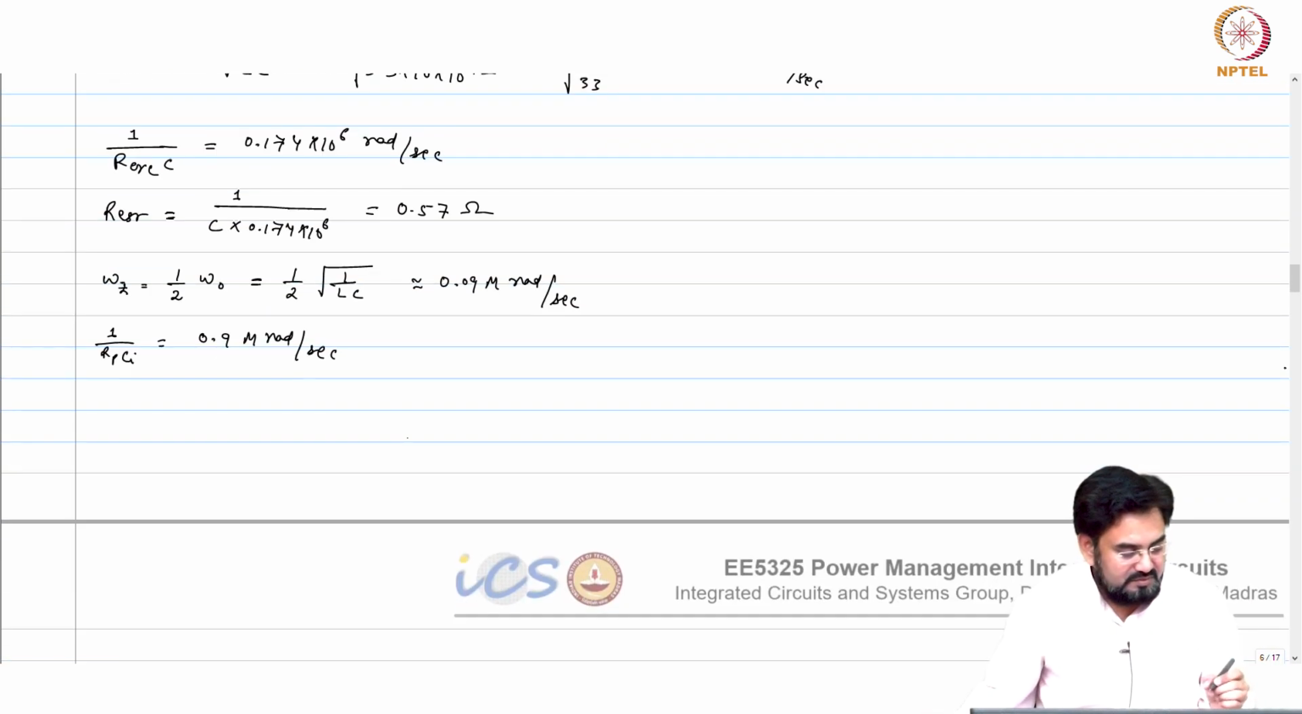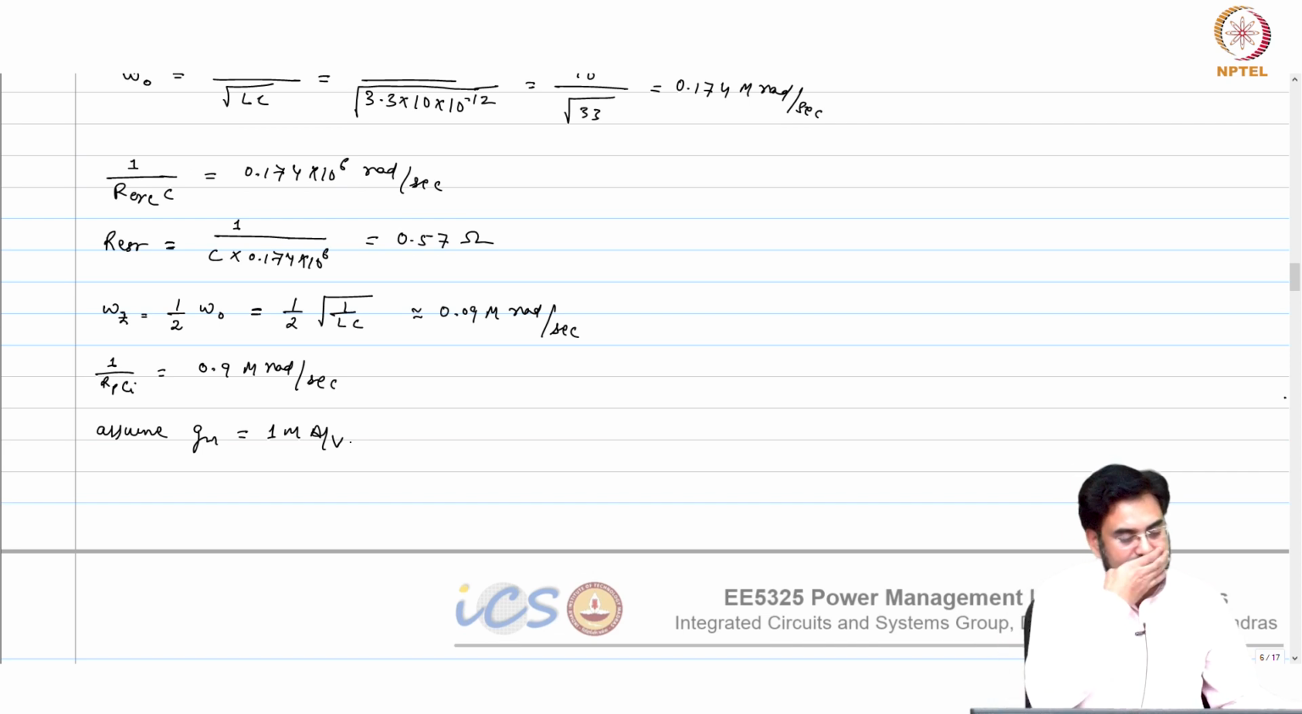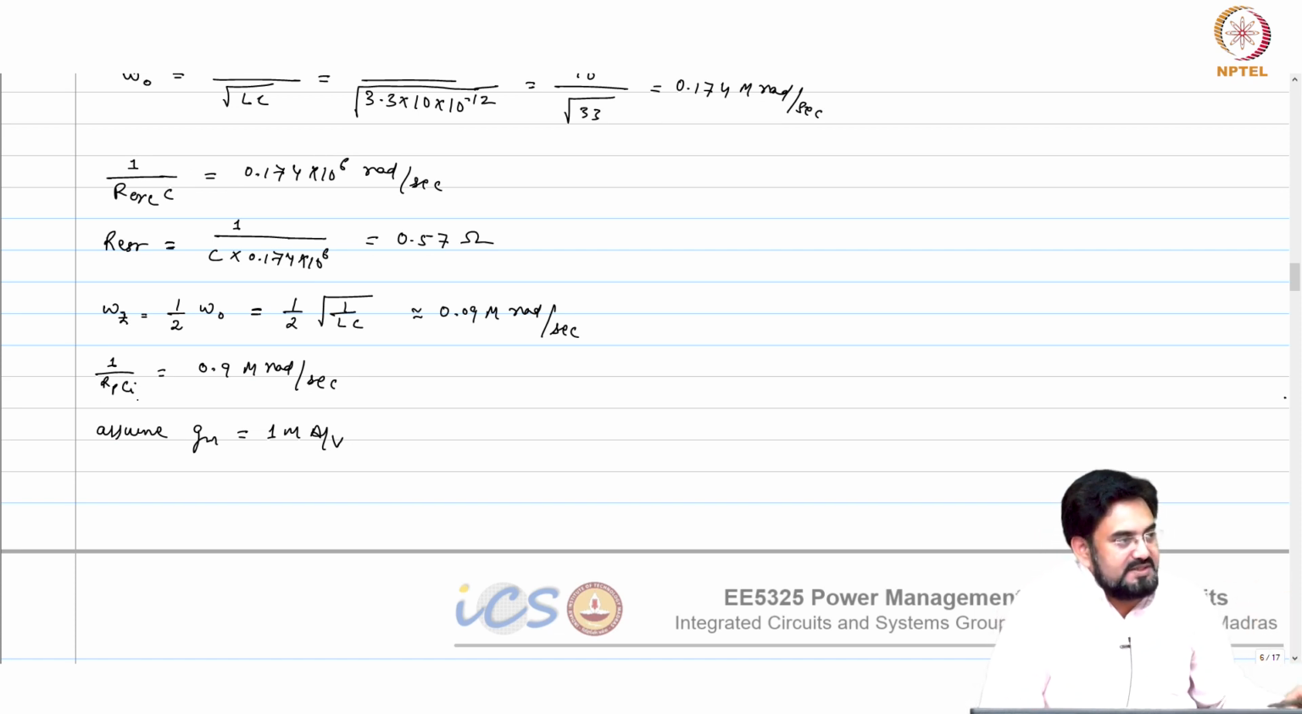Okay. Now assume GM equal to 1 milliampere per volt. Okay. So what don't we know here? At this moment we cannot even define the CI, because we have two variables here, RP and CI. If I define the CI, then RP can be calculated, but how do I define CI?